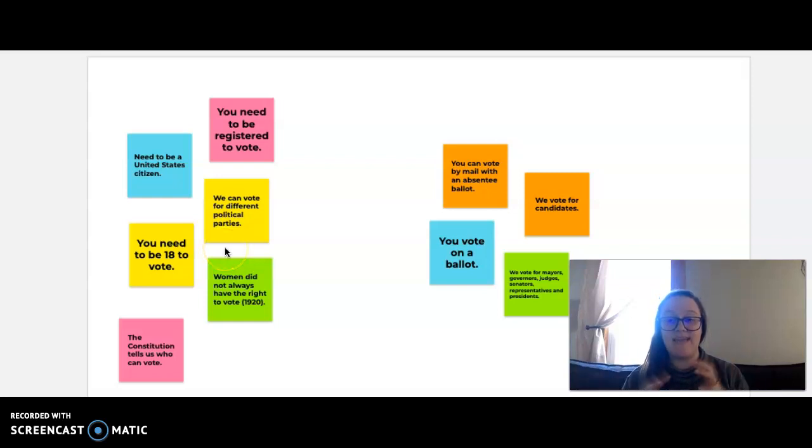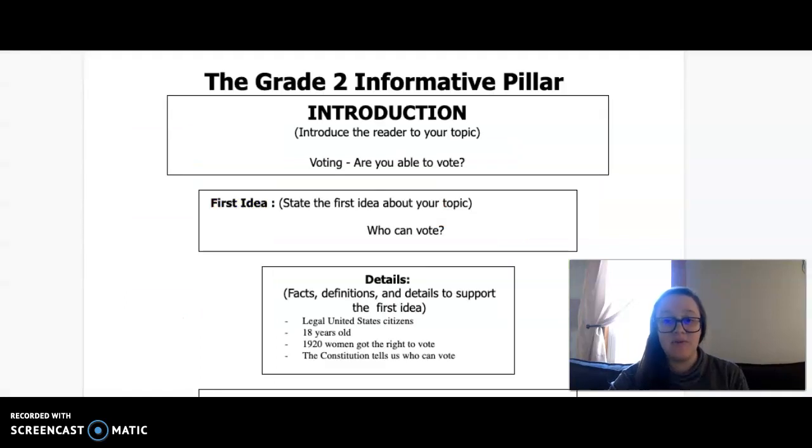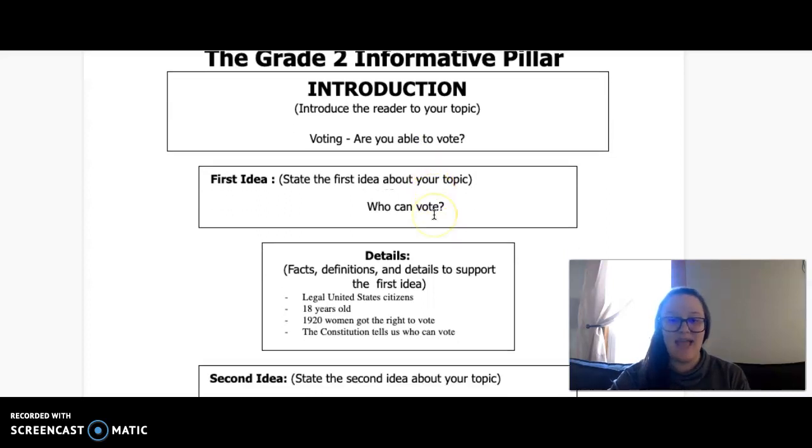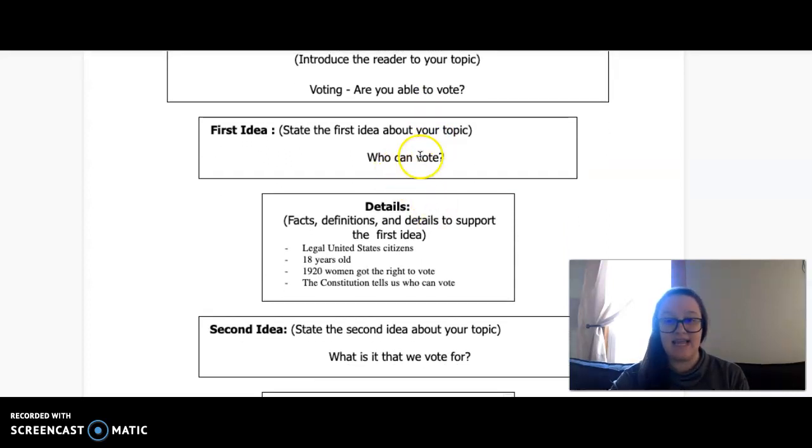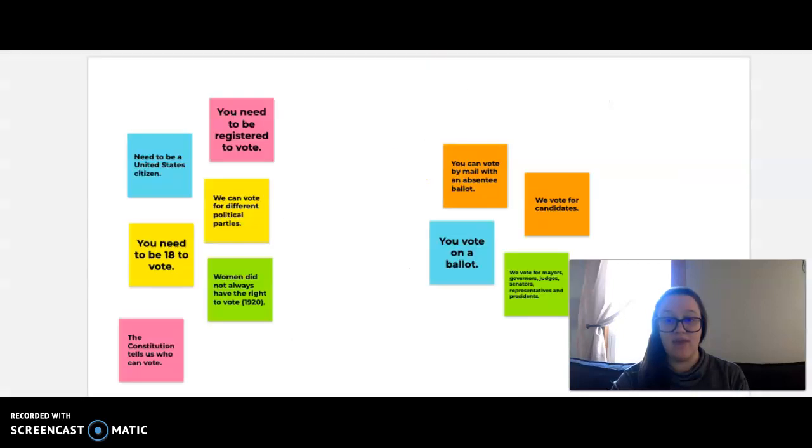So now I need to take these facts, however you collected your facts, and we need to put them into the pillar. So first of all, my introduction, I'm going to ask a question to hook my reader. So are you able to vote? And then my first idea is, like I said, who can vote. So if we look back here, these are all the people that can vote.